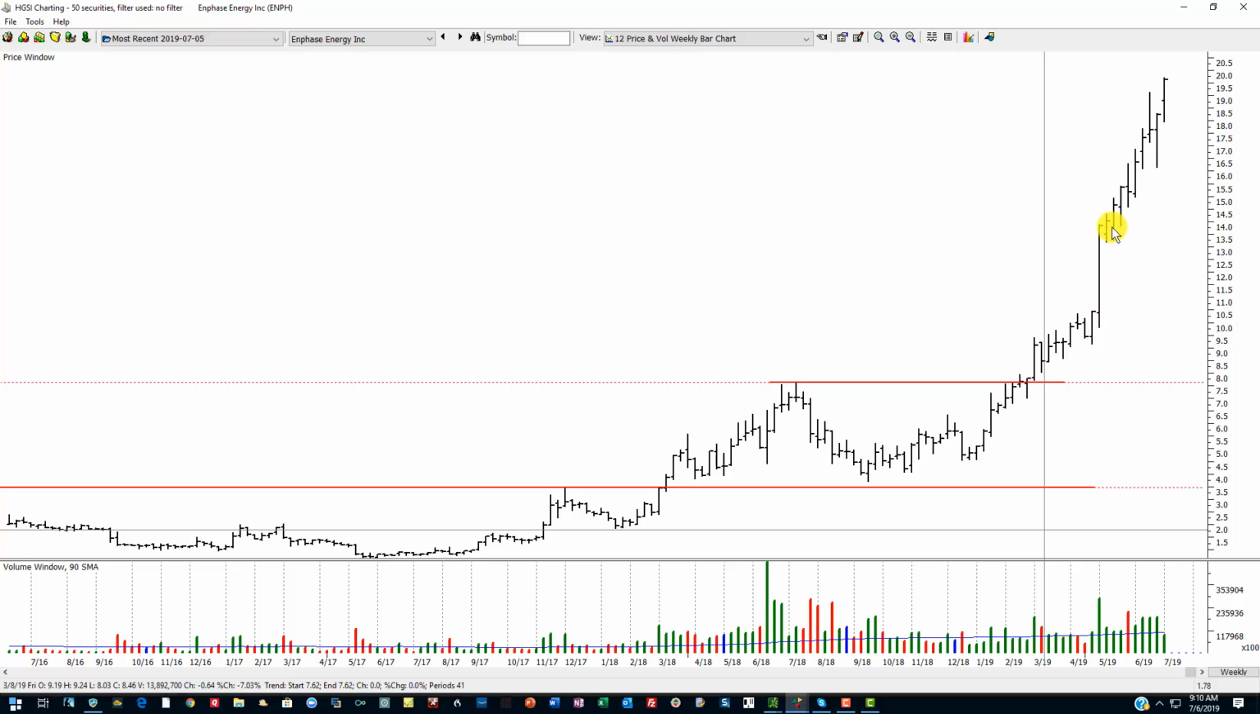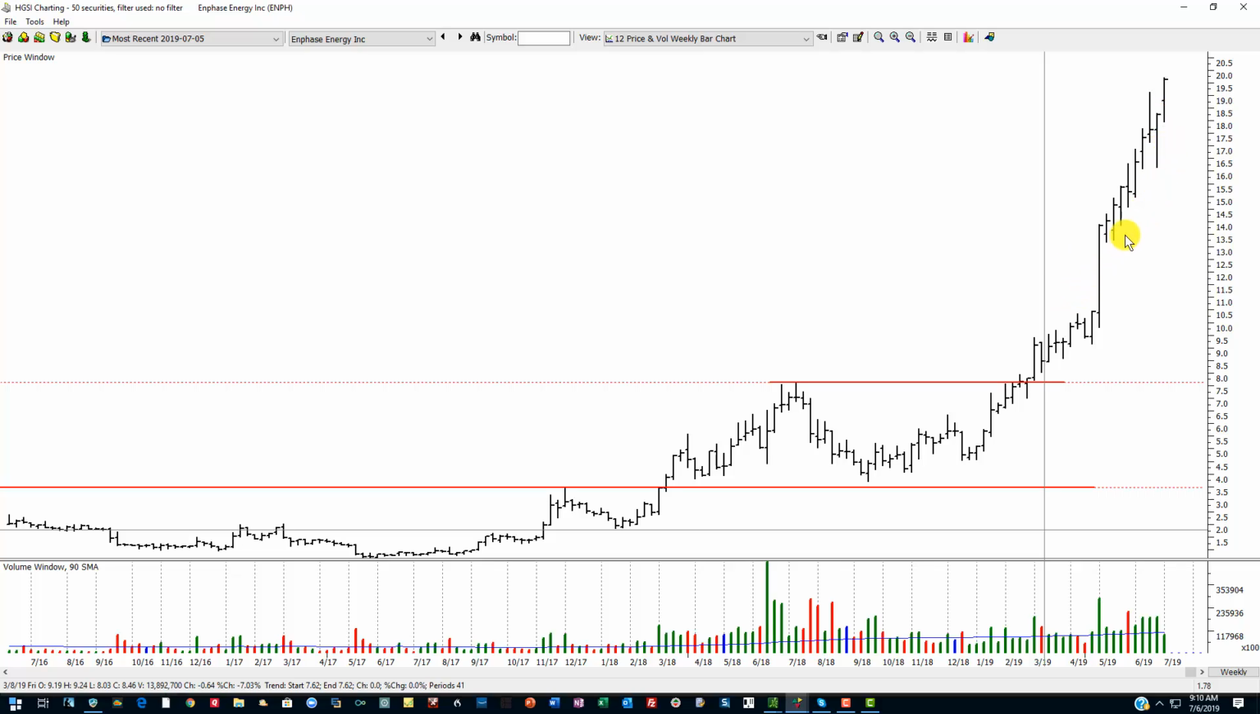bars. If the bar closes on the weekly range, I like to use 2/3. If it's 2/3 of the way up the bar, I consider that a strong close. Between 2/3 and 1/3 would be in the neutral area, and then below 1/3 would be a weak close.